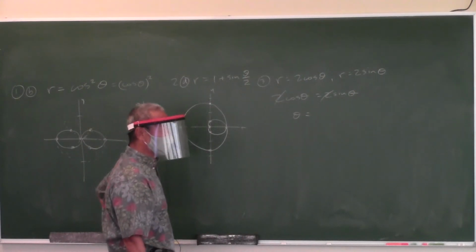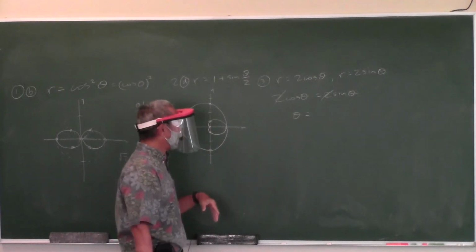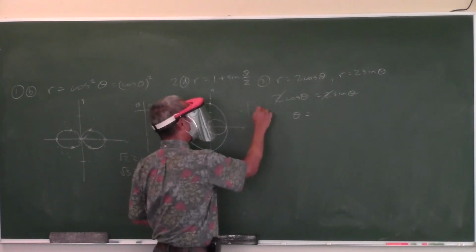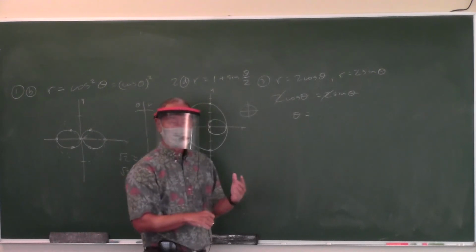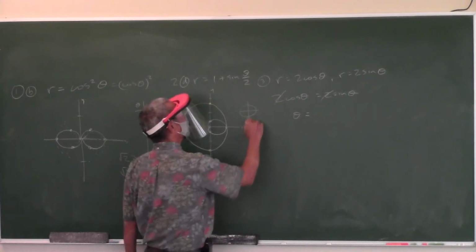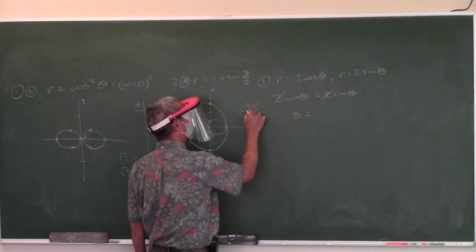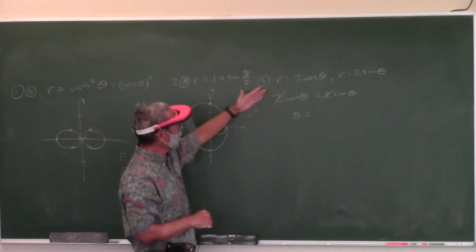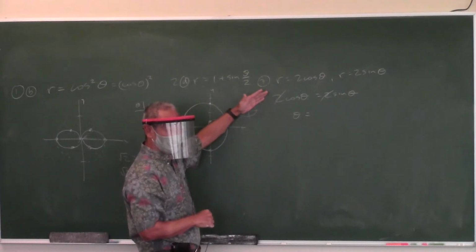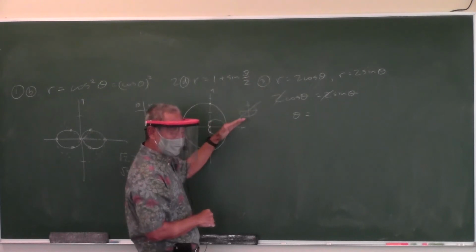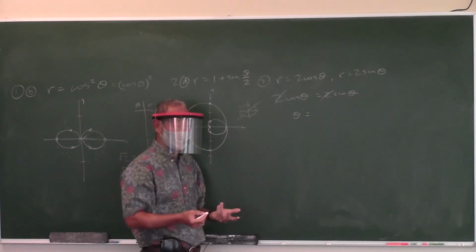When is cosine theta equal to sine theta? Just think about it. Where on the unit circle would cosine equal sine? Pi over 4 and 5 pi over 4. Because at pi over 4, they're both root 2 over 2, right? And then at 5 pi over 4, they're both negative root 2 over 2.